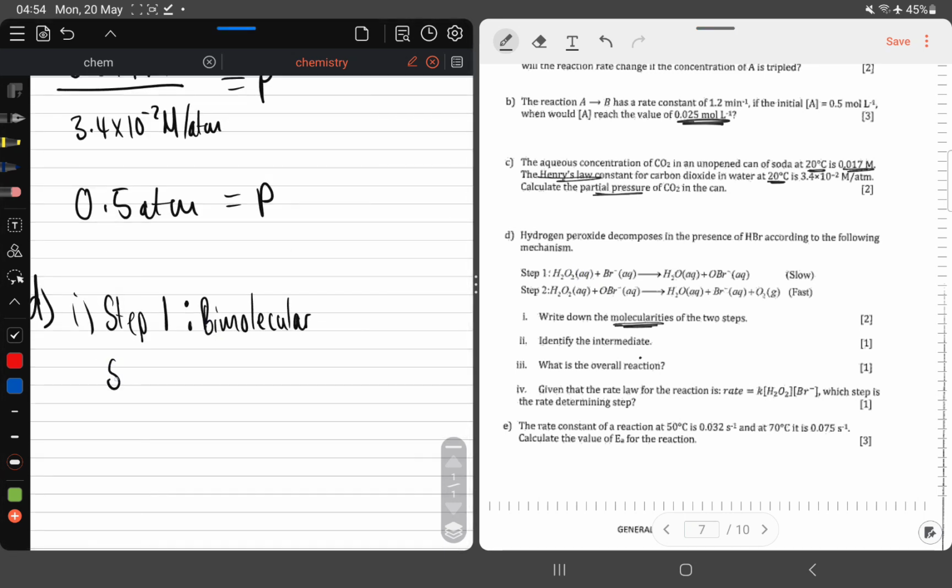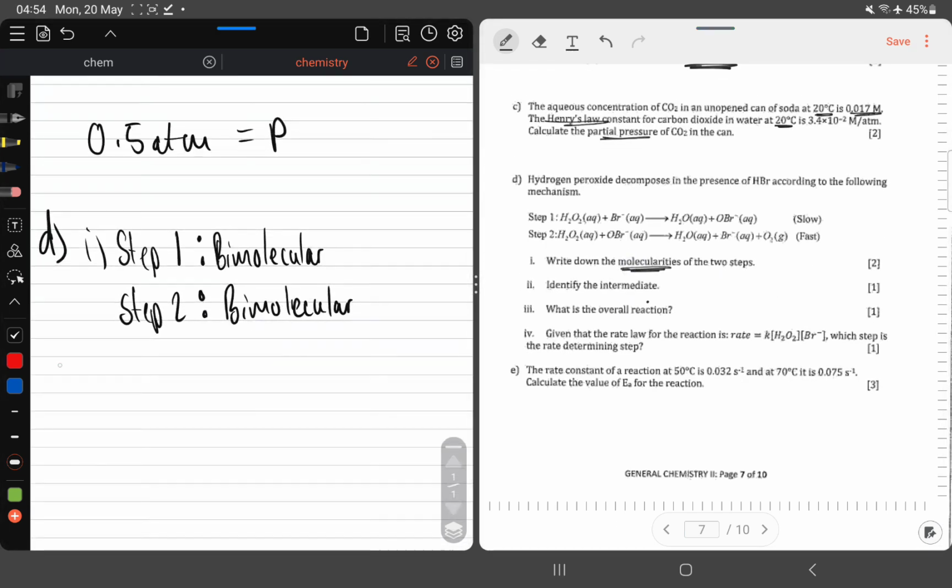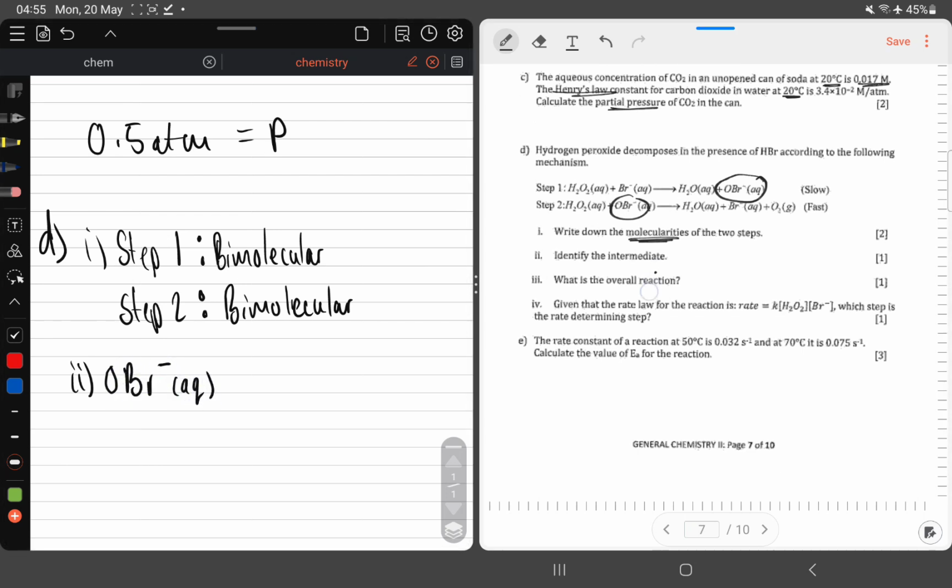Now let's go for step 2. One here, one here, so this is again bimolecular. Now part 2 says identify the intermediate. Remember, it's something that is made and then used up in the same reaction. I can see it is this one. It is made here and then used up here. So our intermediate is OBr minus aqueous.